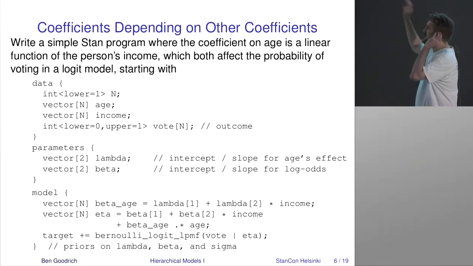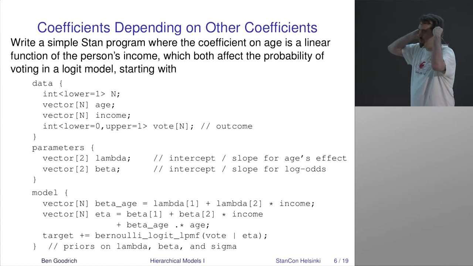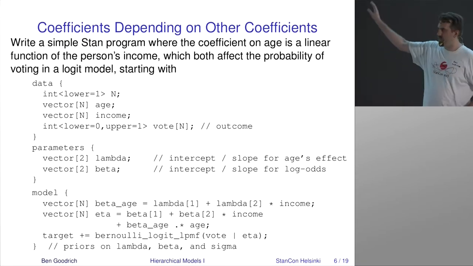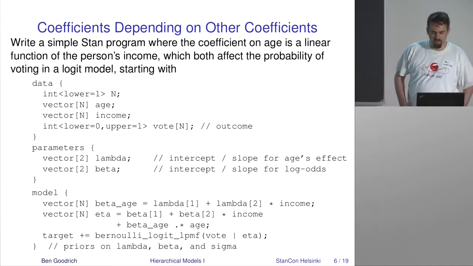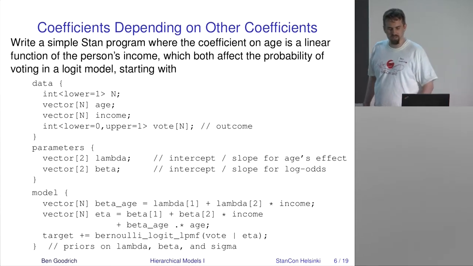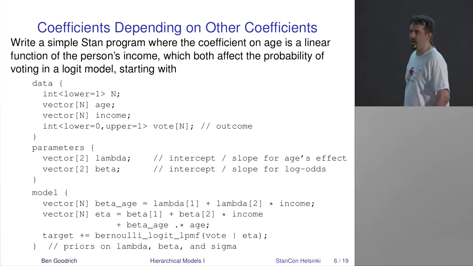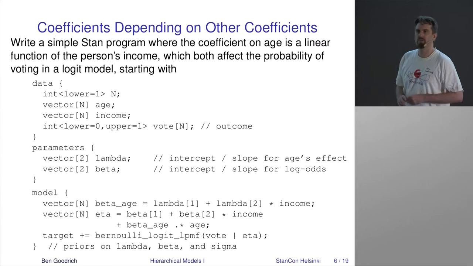And so maybe you didn't come up with exactly that. There's more than one way to do it. This is the way that fits on the slide. Of course, you should also have priors on lambda and beta. There is no sigma in this model. That's a mistake. But priors on lambda and on beta are pretty much up to you.